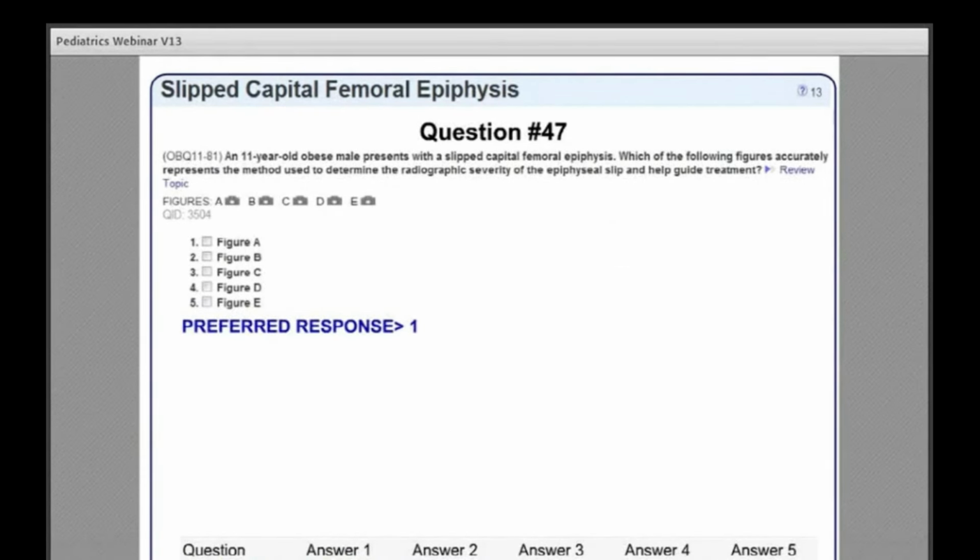An 11-year-old boy presents with the above-mentioned scenario. The preferred answer is 1, and I'm delighted to see that 81% of you got this answer correct.